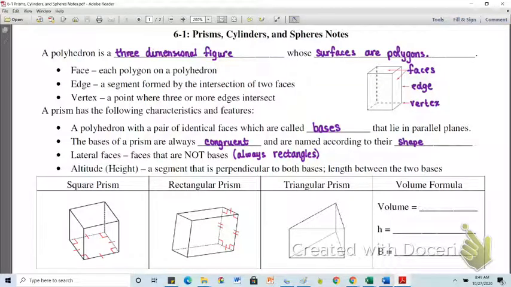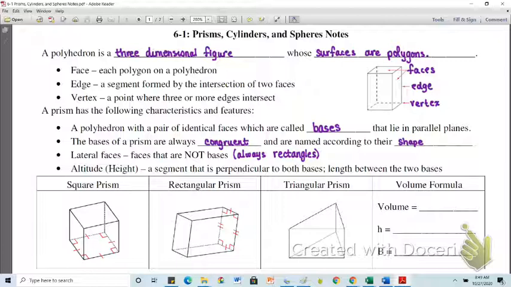Good morning, everyone. Today we're going to talk about 6.1, prisms, cylinders, and spheres. A polyhedron is a three-dimensional figure whose surfaces are polygons. Remember, a polygon is a closed geometric shape with straight sides. Therefore, a circle is not a polygon.